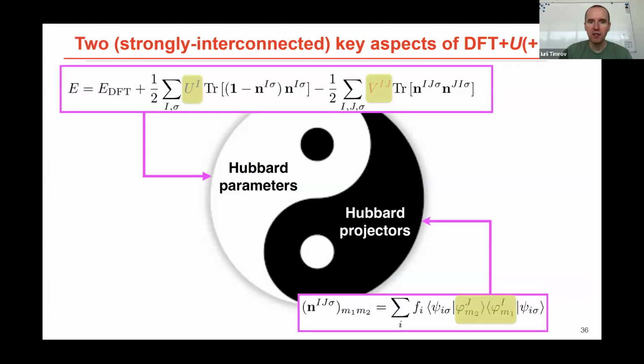Any questions so far? Because we go deeper and deeper into DFT plus U and plus V. Was this introduction to DFT plus U clear enough? The Hubbard corrective energy, occupations, parameters.